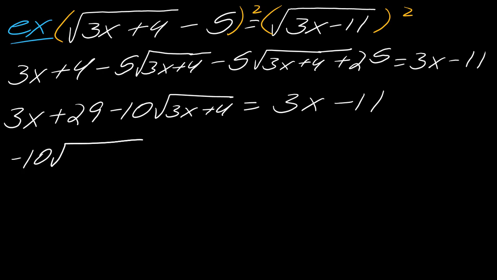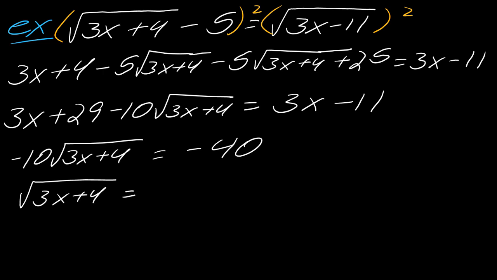So this becomes negative 10 times the square root of 3x plus 4. Let's see. Oh, the 3x's actually drop out. And so then I'm left with, what does this become? Negative 40, right? Okay, so in this particular instance, this makes sense. So you might notice that both sides could be divided by negative 10. So I'm going to divide both sides by negative 10. So this becomes the square root of 3x plus 4 equals 4.